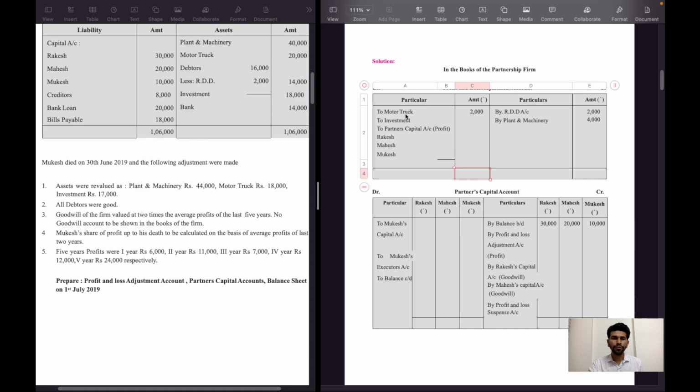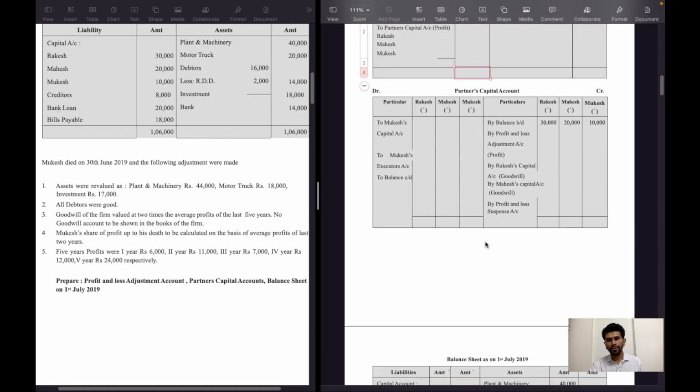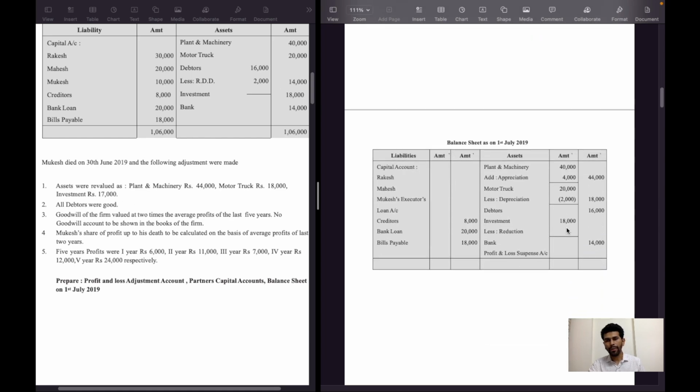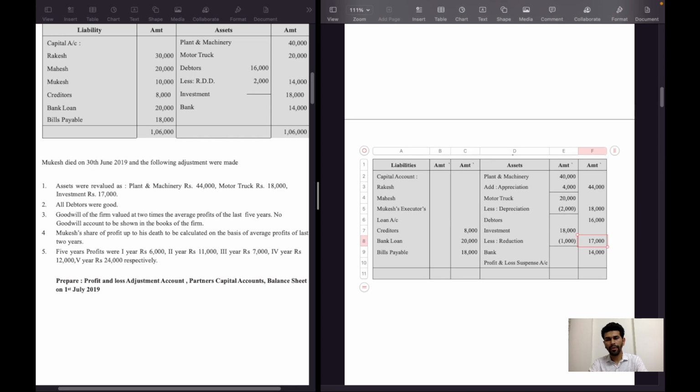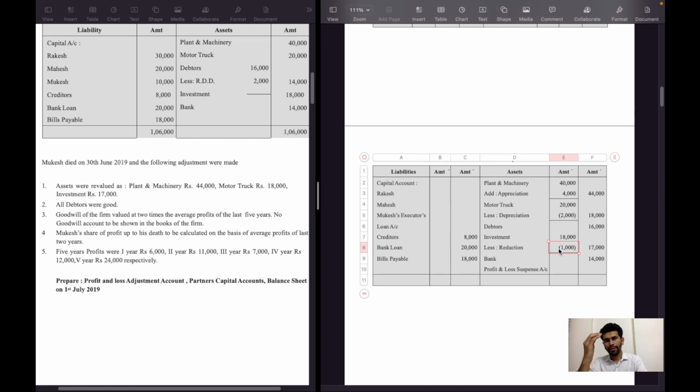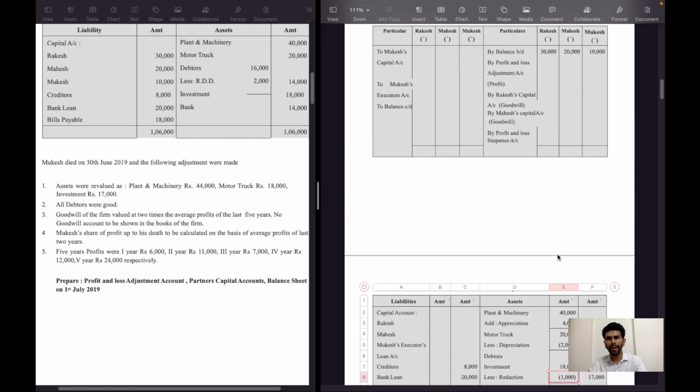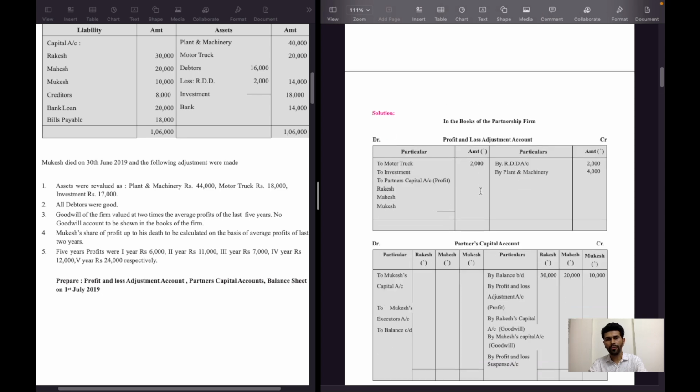Investment 17,000 rupees. So the actual amount of investment is 18,000 rupees. 1,000 rupees will be reduced to get 17,000 rupees, and reduction in value of assets will be recorded on profit and loss account debit side, 1,000 rupees.